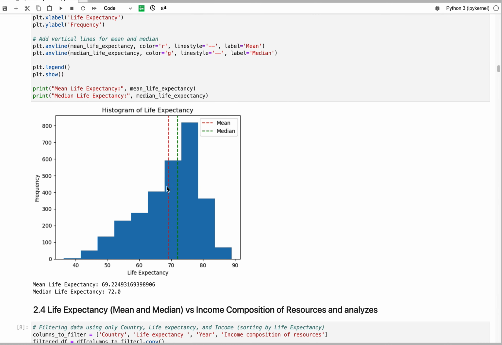Life expectancy by income of resources. You can see here that the median and the mean are close values, so that suggests that the data is balanced and doesn't have that many outliers, so the median and the mean end up being close in number.